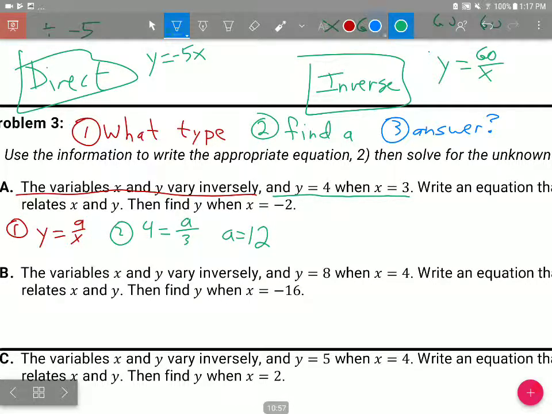And again, remember, it's a constant. It doesn't change. So here we go. Number 3. They ask you a question. Find y when x is negative 2. Okay, so y, we don't know it. What's your a again? 12 divided by what? Which is what? There you go. That's your answer.